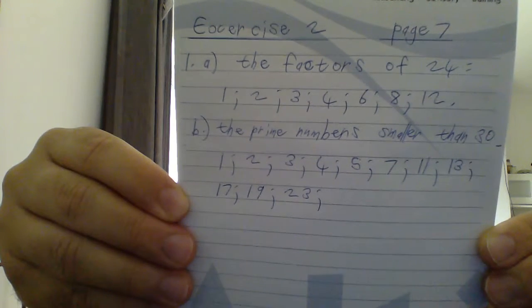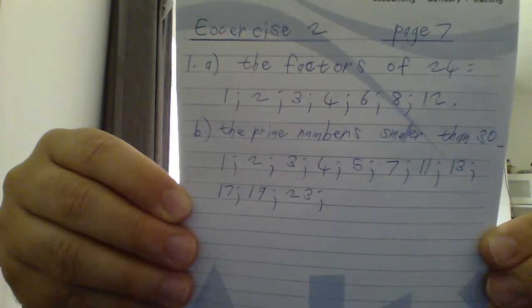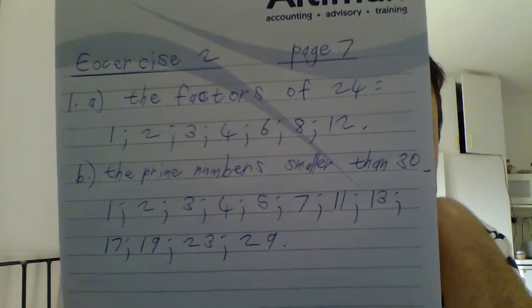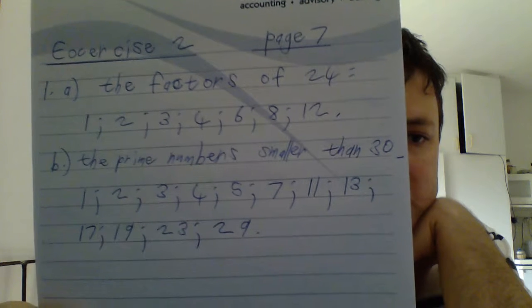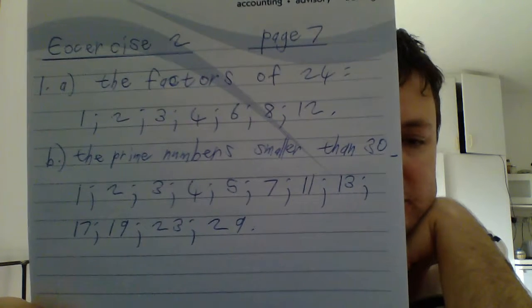and by 4 and by 14 and by 7. 29, yes, 29 is a prime number because 29 can only be divided by 29 and by 1. So there are 12 prime numbers smaller than 30. 30 is not a prime number. 30 can be divided by 2 as well as by 15 as well as by 5 as well as by 3.